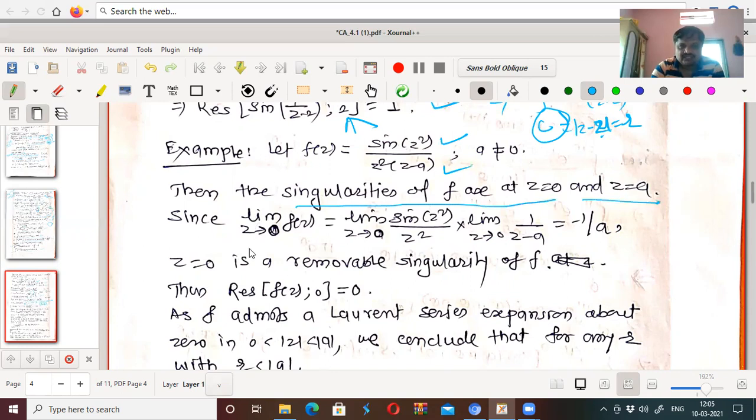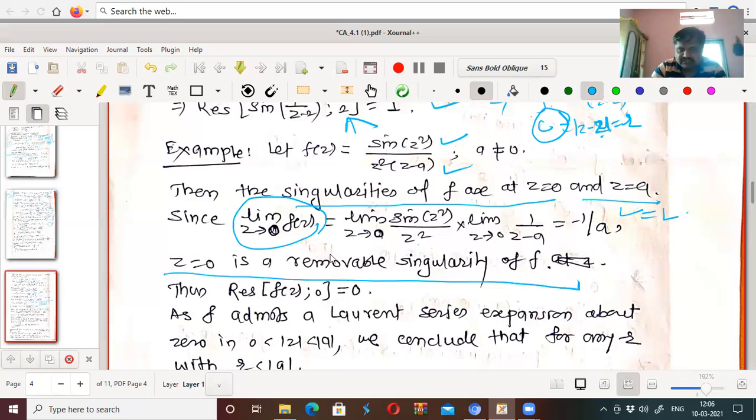So if I take the limit as z tends to 0 of f of z, we get the limit as z tends to 0 of sine of z square upon z square, into the limit as z tends to 0 of 1 upon (z - a). Now the limit of sine of z square upon z square is 1, right? We know that because sine theta upon theta tends to 1 as theta tends to 0. So as z square also tends to 0, the limit of this function is 1. So 1 into 1 upon minus a, which is minus 1 upon a, finite, not equal to 0 and it exists. In this case, we know that the singularity is a removable singularity, so z equal to 0 is the removable singularity of f.